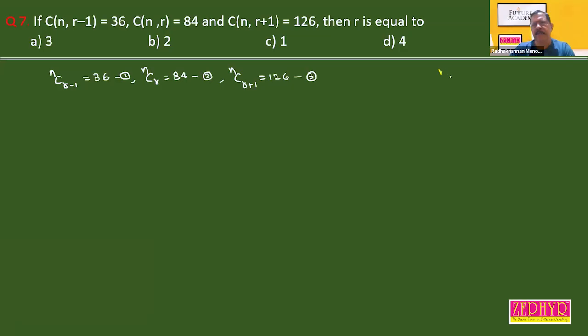Use the formula nCr by nC(r minus 1) is equal to (n minus (r minus 1)) divided by r. This formula you have to use. First, we are dividing equation 2 by equation 1. LHS you have got nCr by nC(r minus 1), equal to 84 divided by 36.